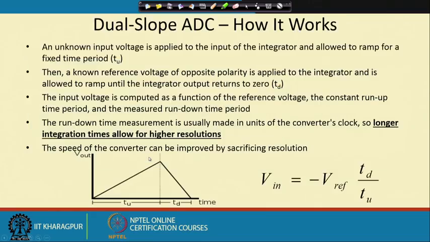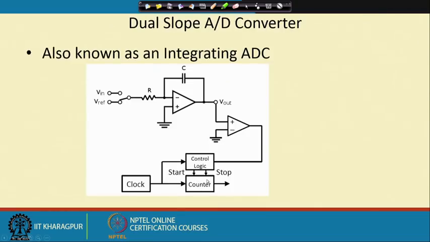In this circuit we have got a counter. We count the amount of time for which it has to come down. The TU time is fixed, so the counter value will be fixed, and the TD time will be computed by looking into this counter while the capacitor is discharging. Then this TD/TU ratio will be computed by this control logic, and it will tell what the corresponding bit pattern is. That part is not explicitly shown; this control logic will finally output the bit pattern depending upon this TD/TU ratio.